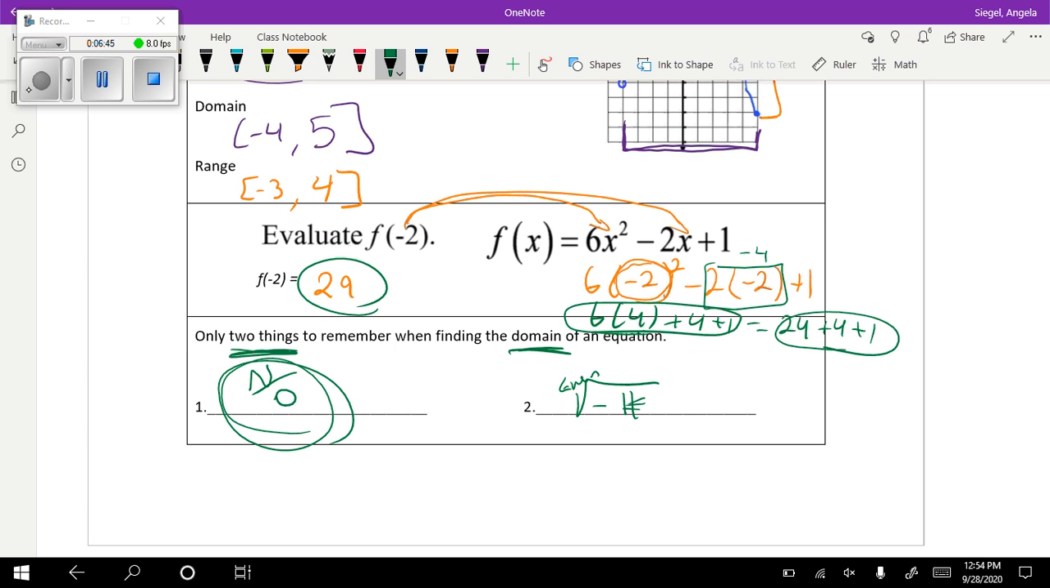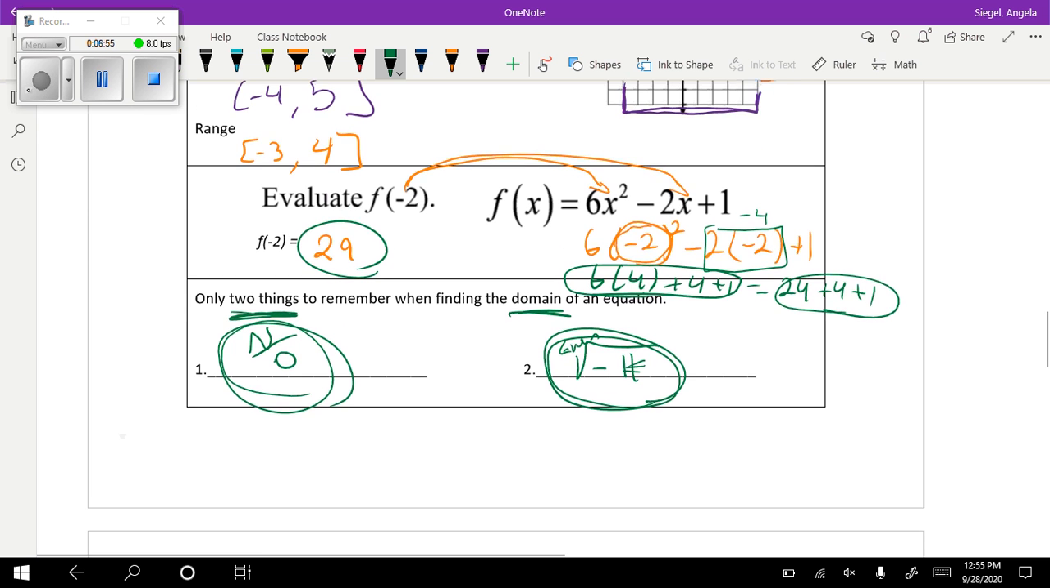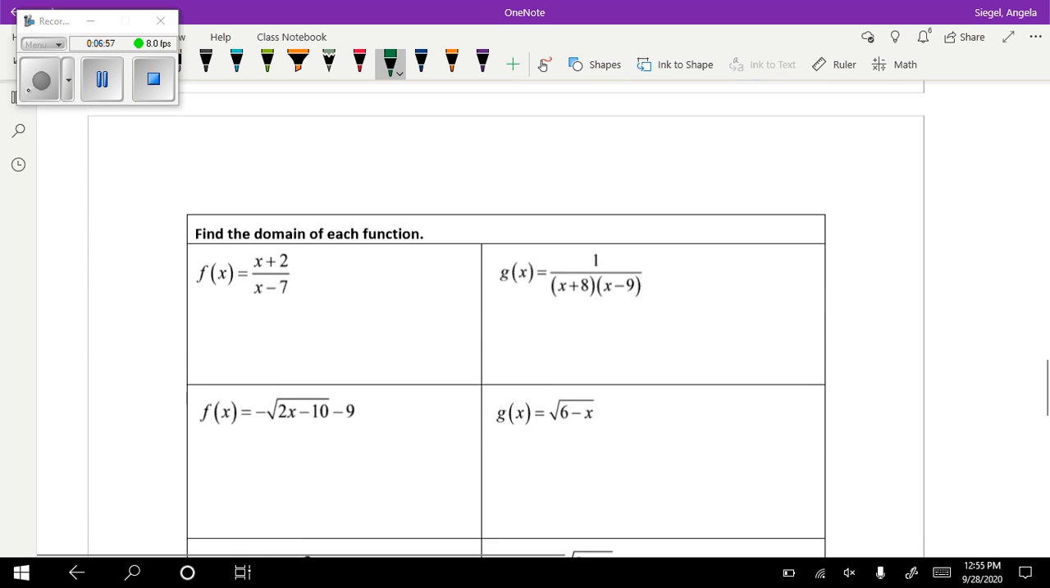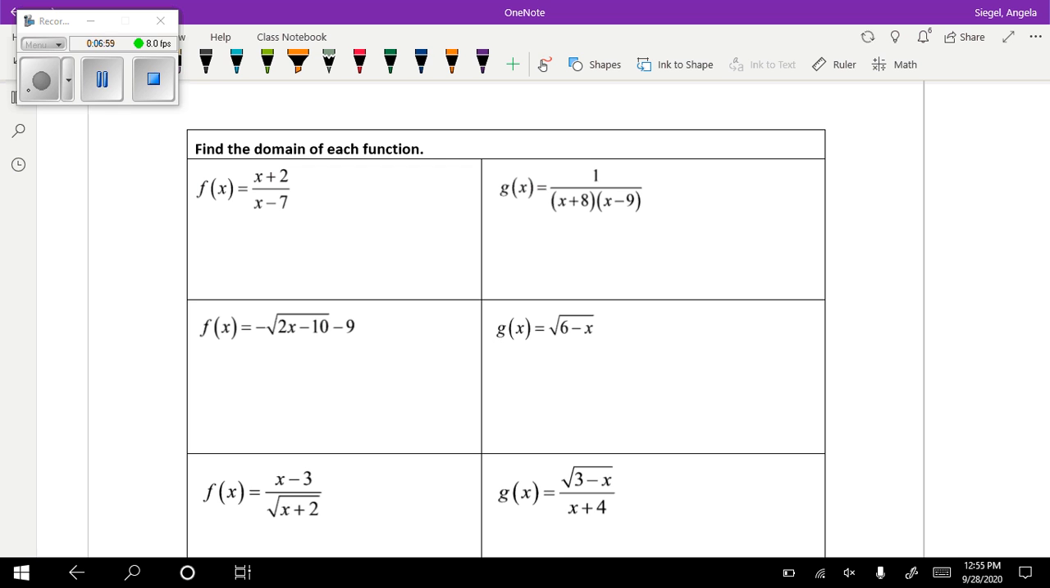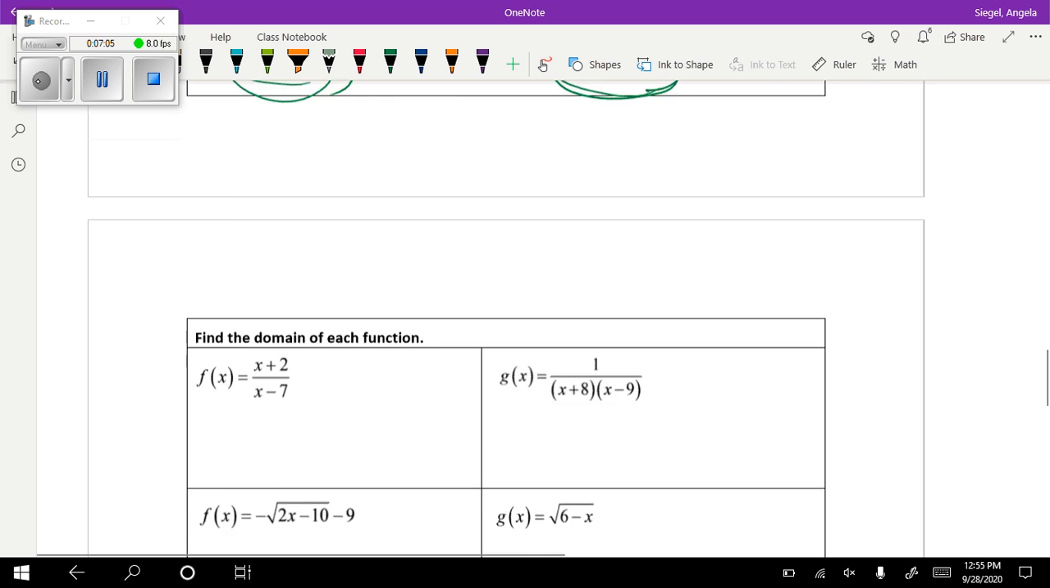If you have 0 in the denominator, it's undefined. If you have a square root of a negative number, that gets into those i's, so that's not part of the real number group. So those 2 things are what we're going to be on the lookout for. So from there, it's super easy. So find the domain. So I'm going to say, okay, well, which one of these does this affect?